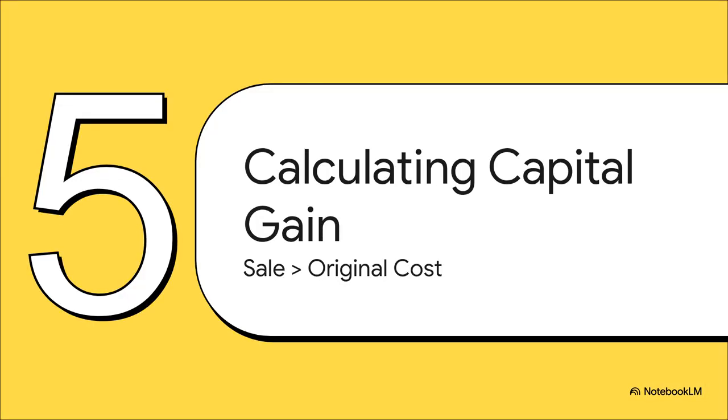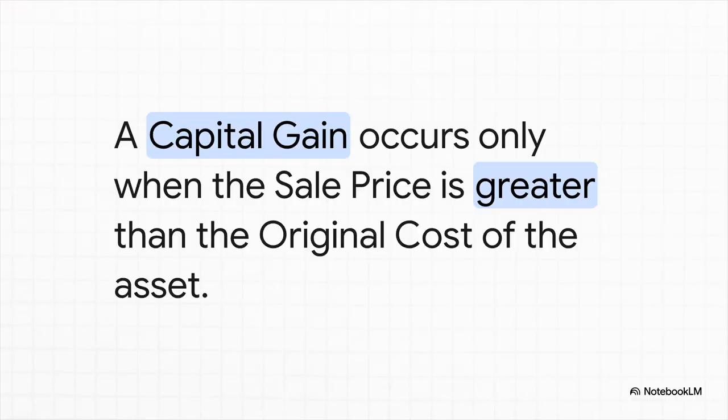Okay, so we've covered recapture and terminal loss. But there is a third possible outcome when you sell an asset. What happens if the asset didn't lose value, but actually went up in value, and you sell it for more than you originally paid for it? This is the bright line test for a capital gain on depreciable property. It is not enough for the selling price to be higher than your UCC balance. Remember, that situation often just leads to recapture. To have a capital gain, the proceeds from the sale must actually exceed the historical original cost of that asset.